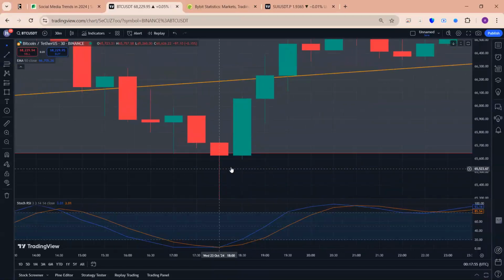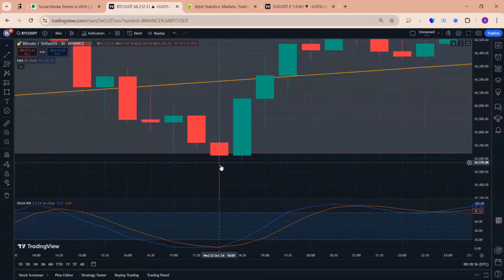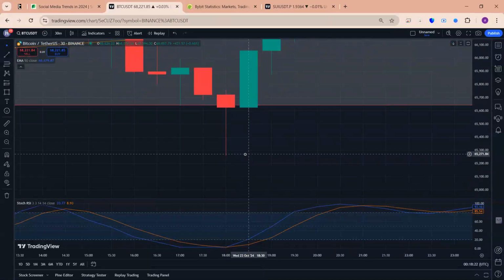Now, as you can see, this is a hammer candle. The price of this token is currently selling. As it is selling, the sellers try to push it down. They keep pushing it until it gets to this level, and they successfully push it to this area, till it gets to around 65,000.